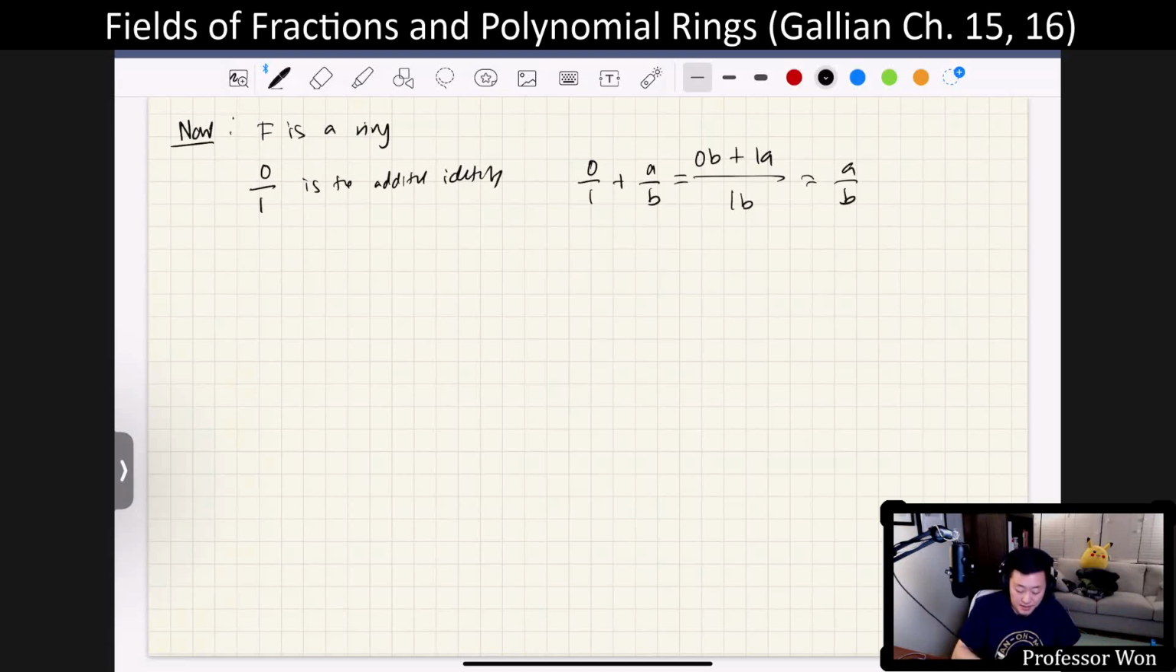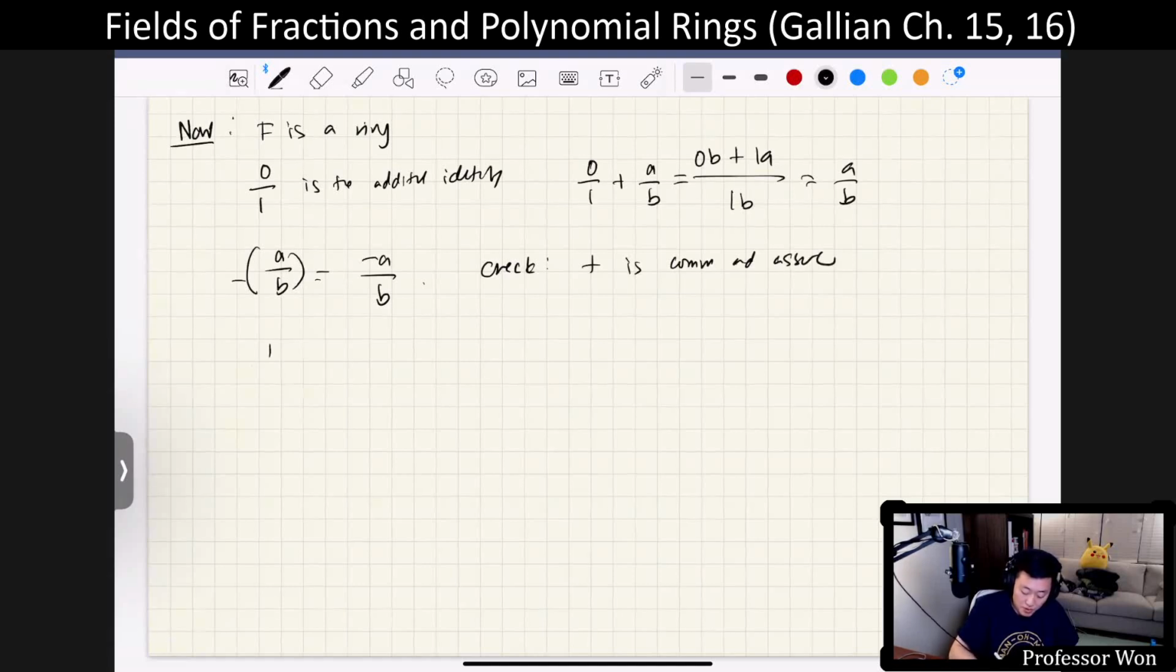The additive inverse of a over b is just negative a over b. You can show that. It's probably a good exercise. I mean, it's not a good exercise because it's just addition of fractions, but it can be shown that this is just the same thing as negative a over b. You can show that this is a commutative associative operation. So maybe I'll say check that plus is commutative and associative.